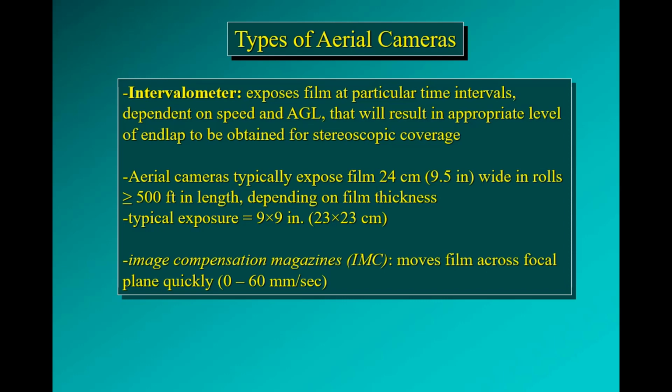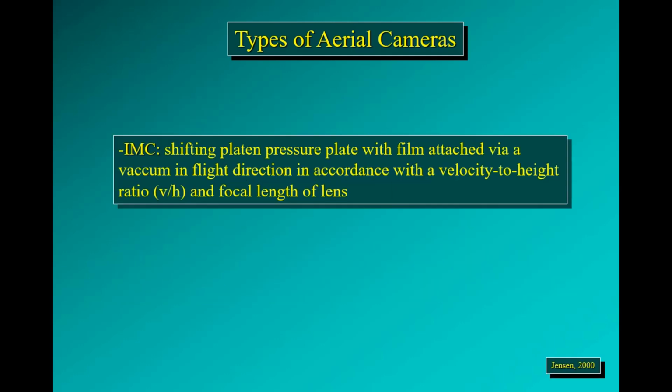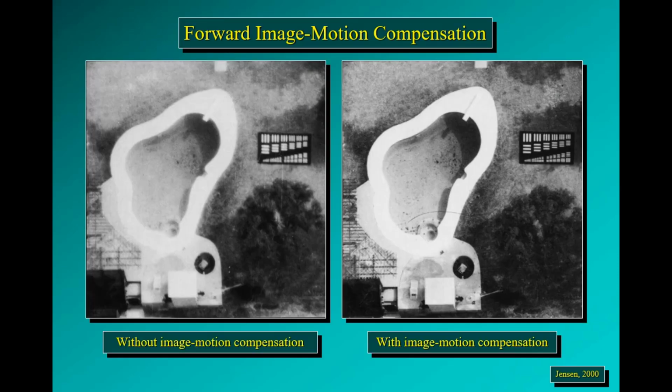And an IMC moves the film across the focal plane very quickly on the order of 0 to 60 millimeters per second. And the IMC entails a shifting platen pressure plate with film attached via vacuum in the flight direction in accordance with a velocity to height ratio, or V over H, and the focal length of our lens. So given those camera system parameters and the mission parameters, we would set our IMC appropriately. And the utility of utilizing an IMC is summarized in this figure. We see a visualization of this in the left-hand side with an image that has been acquired actually without image motion compensation.